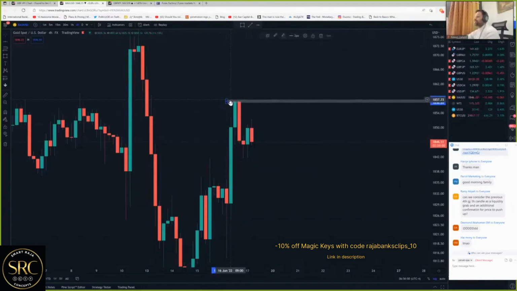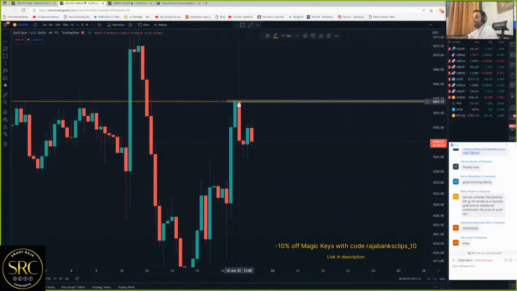Perfect. Now, the rule of market structure, write down this rule. The rule of market structure is whenever price makes a fresh high or a fresh low, there's a very high probability that that high or low is going to get respected, or is going to get retested. So the 4-hour made a high around 1857.